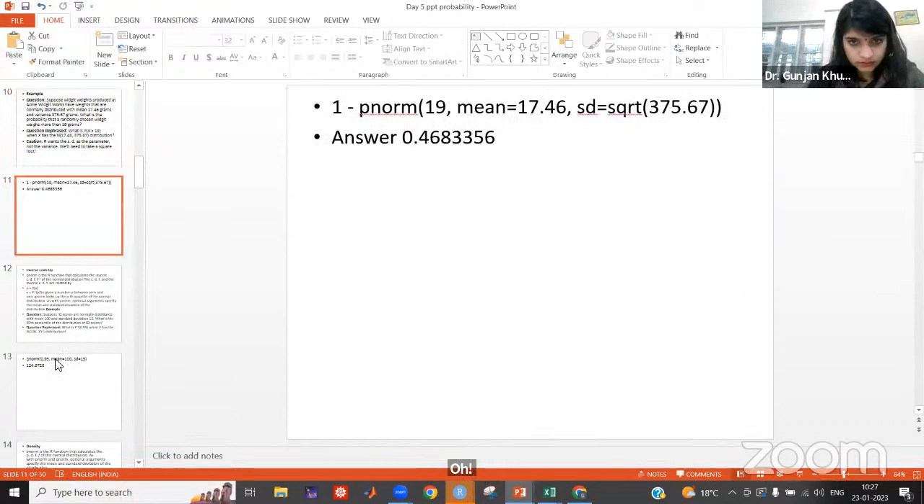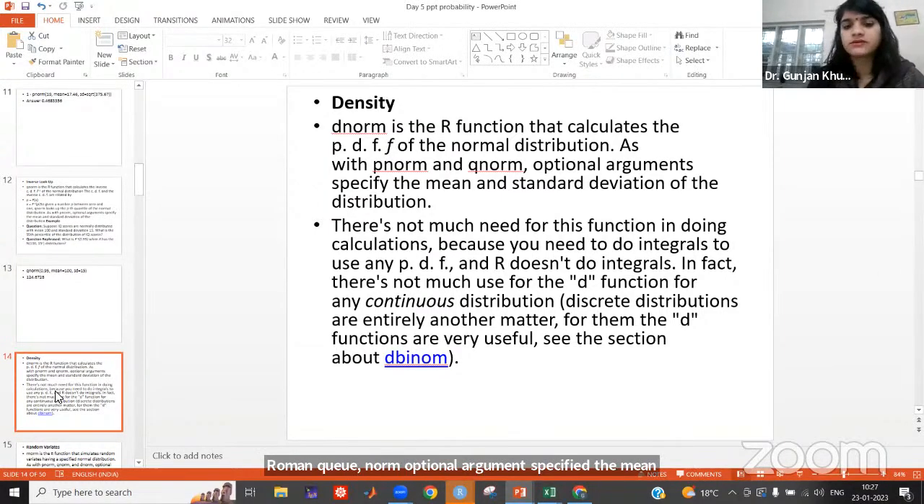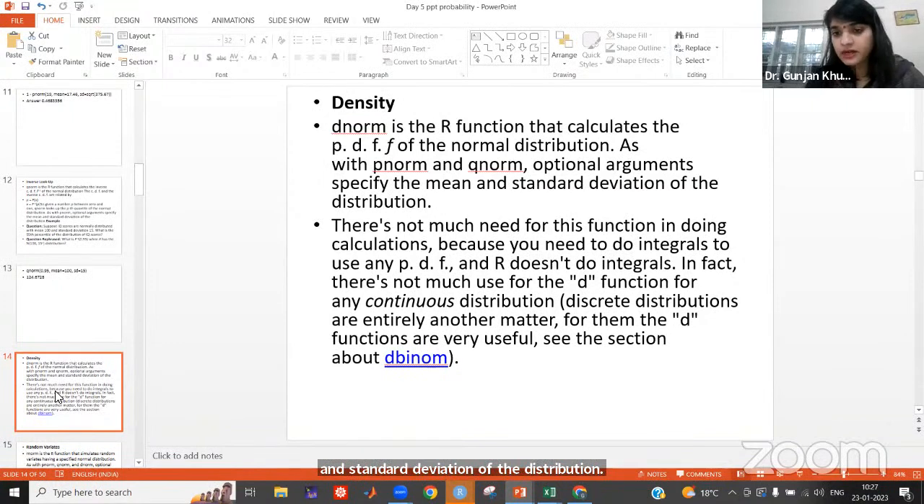Yes, so this I have told you. Now we talk of dnorm. dnorm is the R function that calculates the PDF of the normal distribution. As with pnorm and qnorm, optional arguments specify the mean and standard deviation of the distribution. There is not much need of this function in doing calculation because you need to do integrals to use any PDF, and R doesn't do integrals. In fact, there is not much use for the d function for continuous distributions. So the d function would be used mostly for binomial distributions.